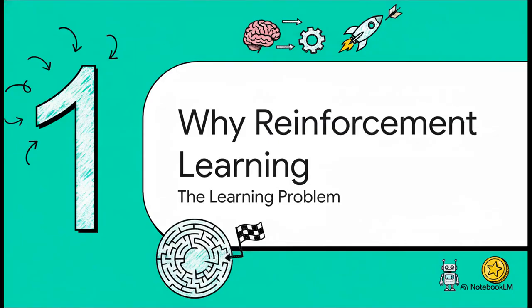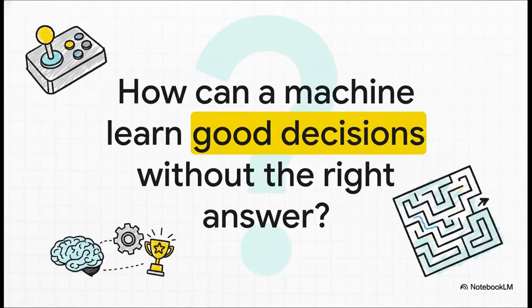So first up, why reinforcement learning? What's the big deal? Well, a lot of machine learning is about learning from a big pile of data you've already collected. But RL is different. It's all about learning by doing. It's built for those tricky problems where you have to figure things out as you go by actually trying stuff in the world. And that brings us to the central puzzle of reinforcement learning.